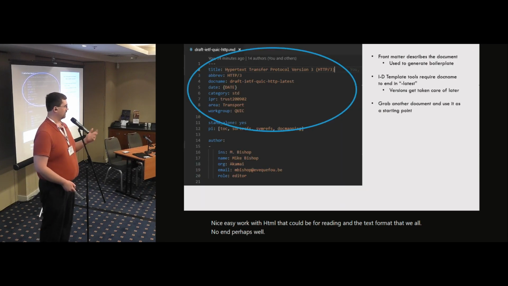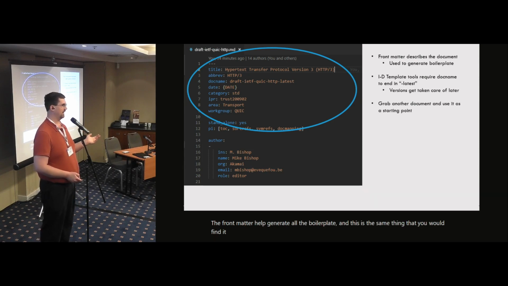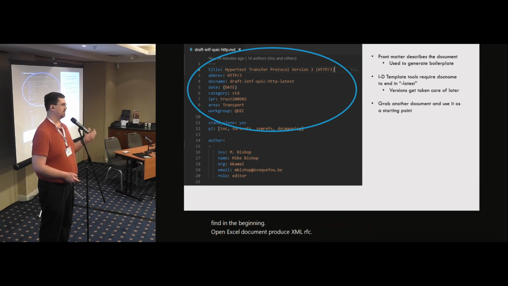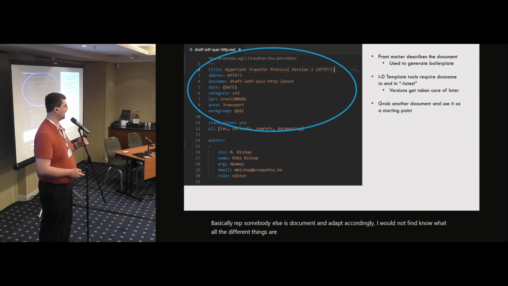The front matter helps generate all the boilerplate, and this is the same thing that you would find at the beginning of an XML document, produce XML to RFC. Basically, grab somebody else's document and adapt accordingly. I would not try and know what all the different things are that you have to put up here to have a beginning document.